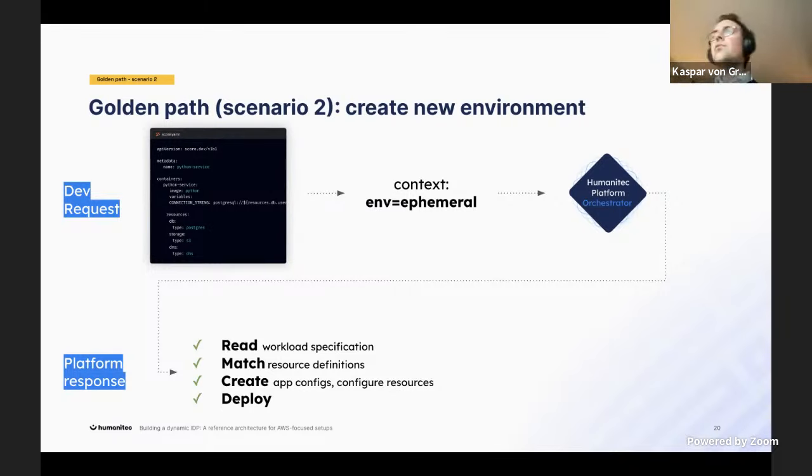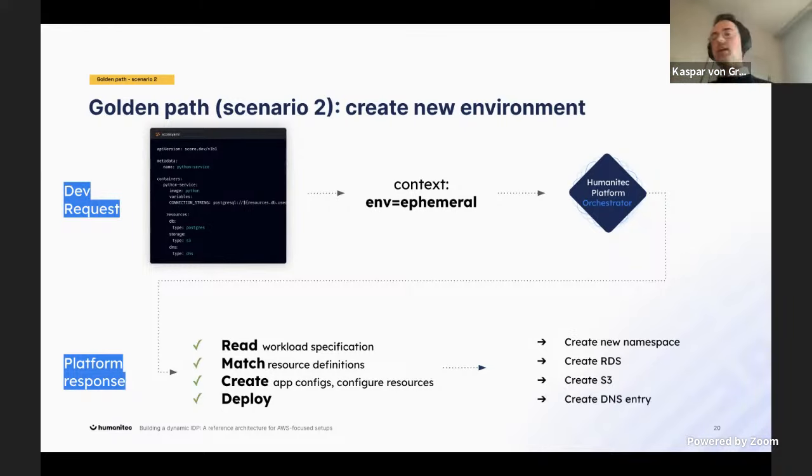I'll use Terraform or Crossplane, or I will automatically send an SMS to the Vatican and the Pope will do it himself and then send back the credentials. It doesn't really matter. We do that. And then we create the application configurations. We receive the credentials, secrets, we wire everything up, and then it's deployed. And we have a new namespace, we have RDS, S3, DNS, everything is in the latest state. Okay, that's the second golden path.